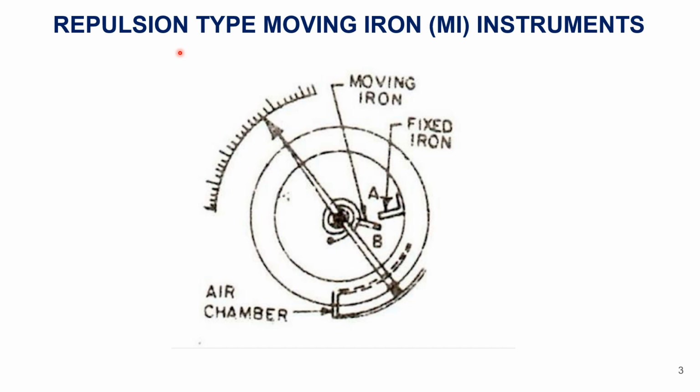Here, the repulsion type consists of two soft iron pieces. One is a fixed iron and another one is a moving iron. These two pieces are fixed in a coil. This is a coil. This is the fixed iron. This is the moving iron.